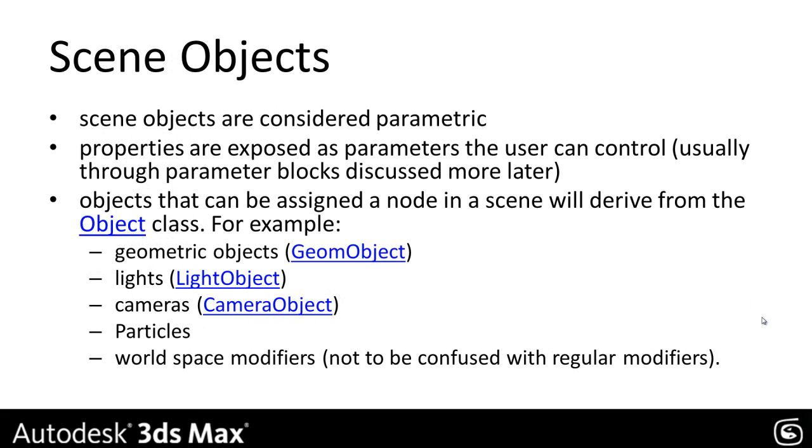Objects that can be assigned to a node in a scene will derive from the Object class, and then there's even a lower level class called BaseObject. But for example, geometric objects, which would be the GeomObject base class, lights, which would come off the LightObject base class, cameras, which would be the CameraObject base class, and other examples such as particle systems and the world space modifiers. Okay? So don't confuse world space modifiers with a regular modifier, however, because a regular modifier is attached to an object through the IDerivedObject. But a world space modifier lives in the scene just like any other object.